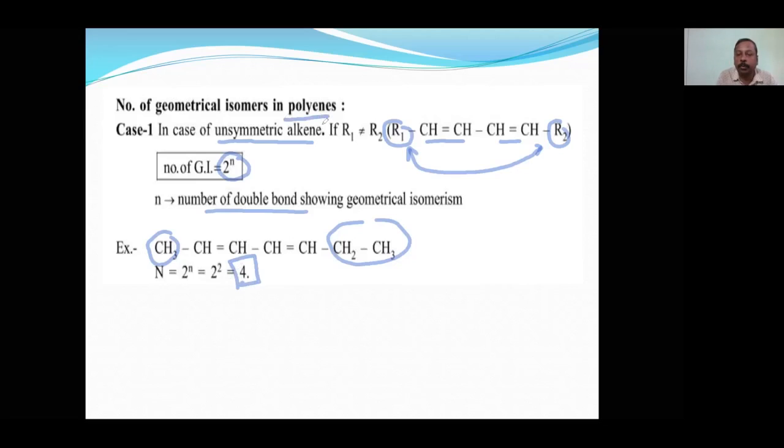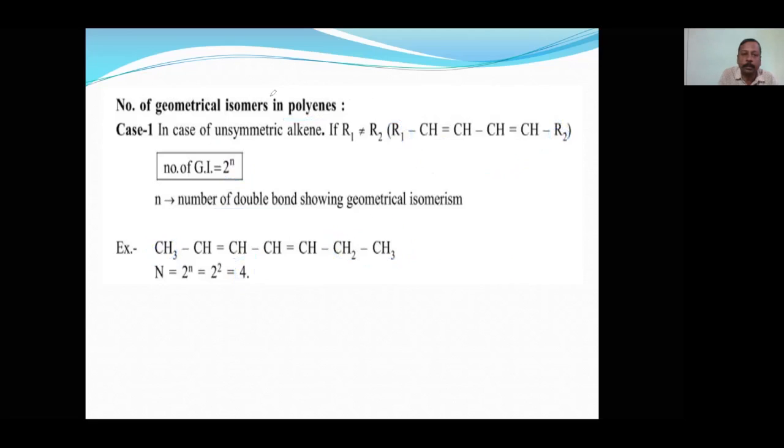Polyenes. Poly means more than one double bond. If they have only one double bond, it is simply one cis, one trans. You need not count at all. But if they have two double bonds, or more than two double bonds, how to count? Case 1, I think it is clear now. So let's go for the next one.